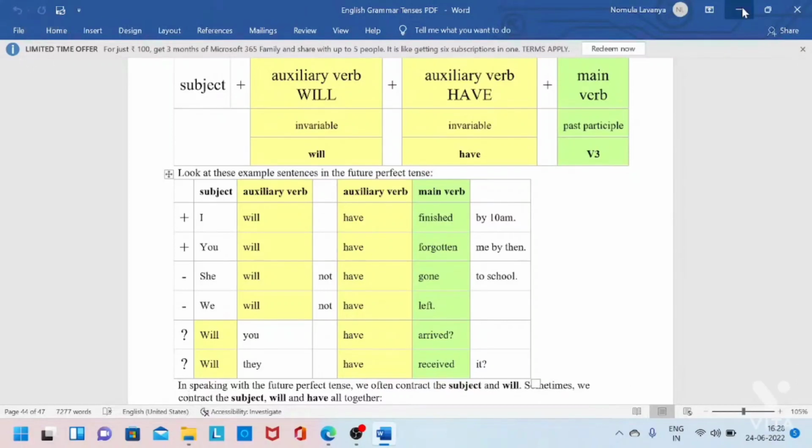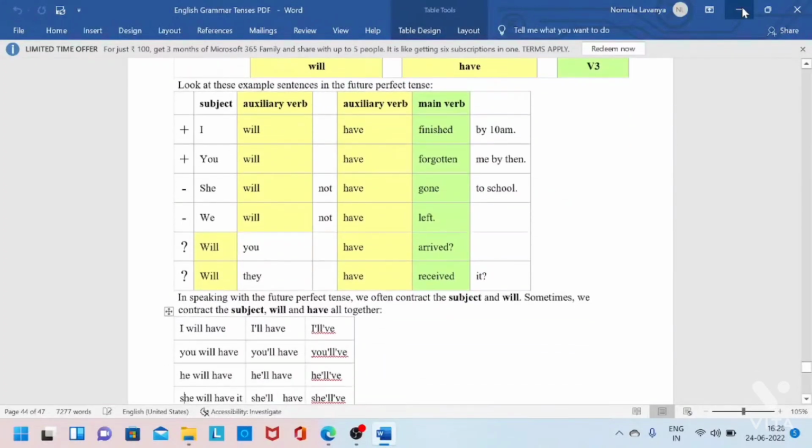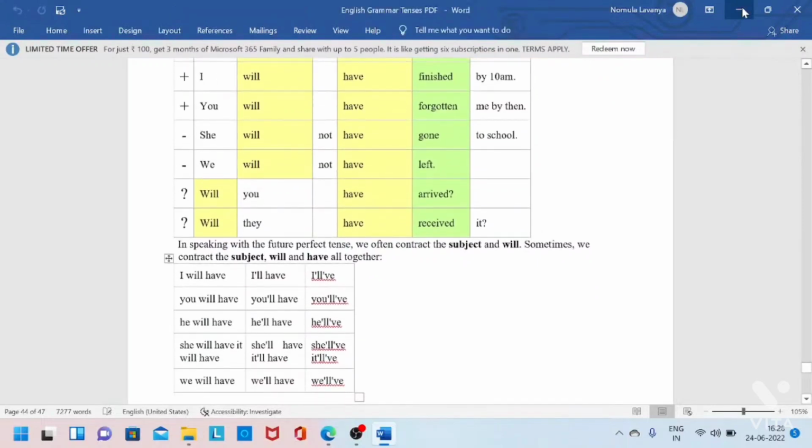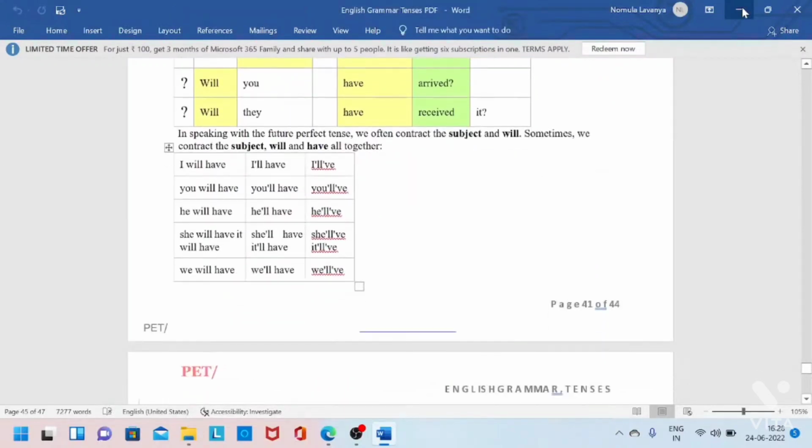You have arrived, will they have received it. So while speaking, I will have becomes like this, as I showed on the screen. You will have, we will have, he will have, she will have. The formations will change like this. I will have again here. So this is what this box is meant for.